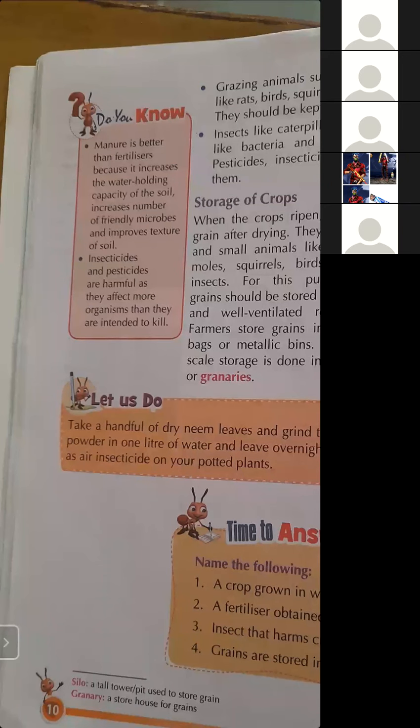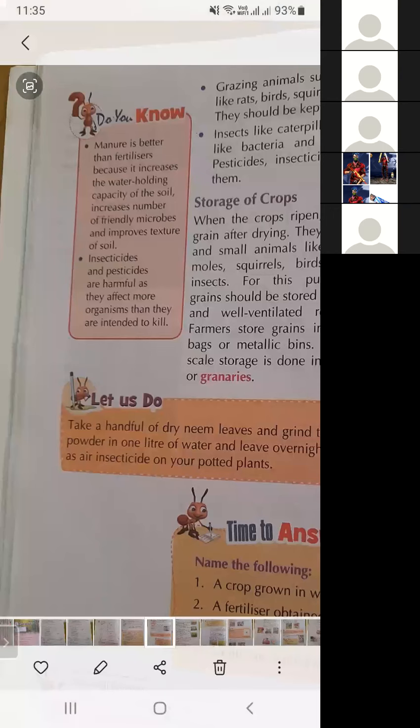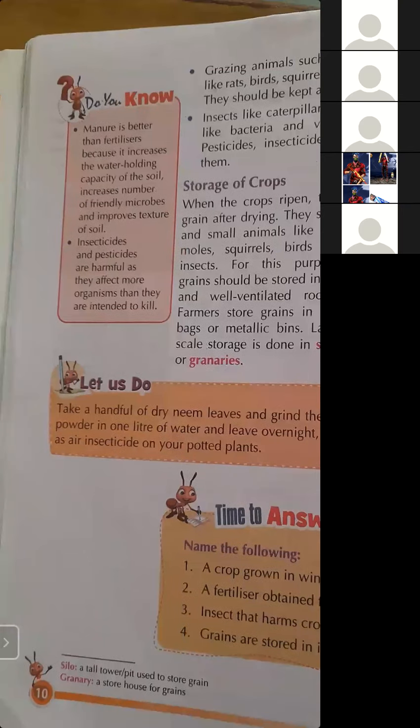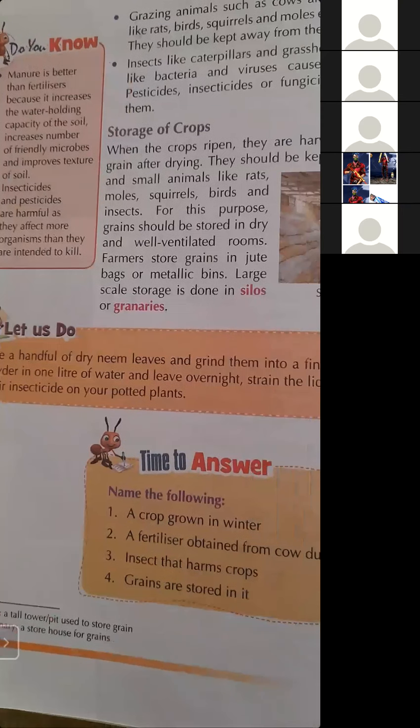Insecticides and pesticides are harmful as they affect more organisms than they are intended to kill. So they should be used in a limited amount. Insecticides and pesticides are harmful for nature.